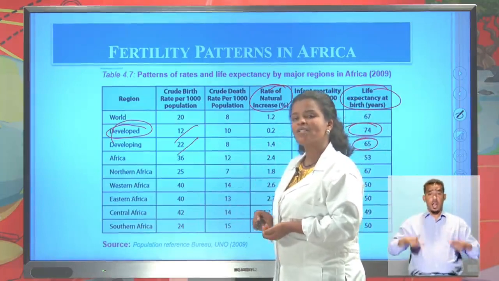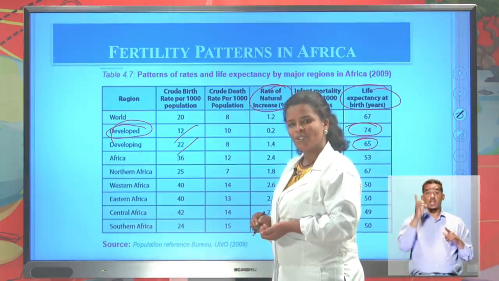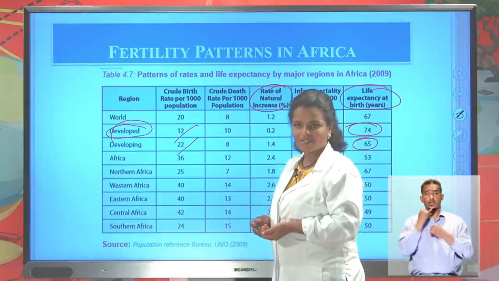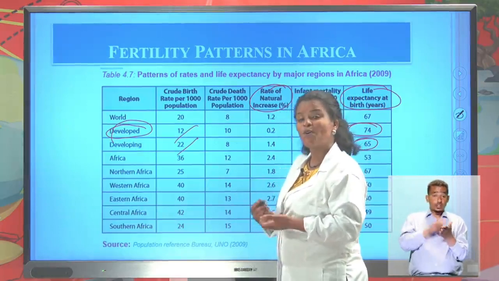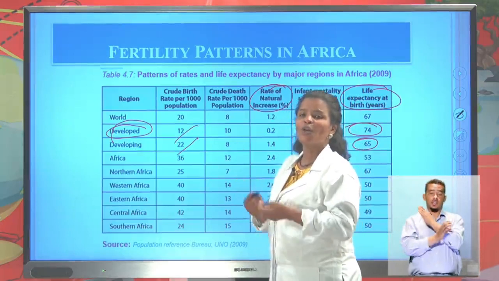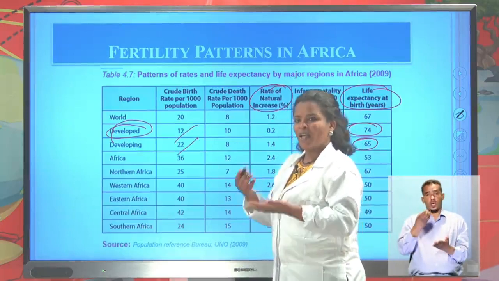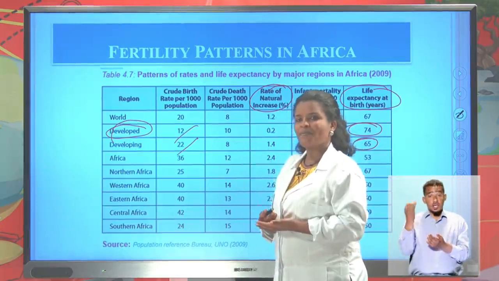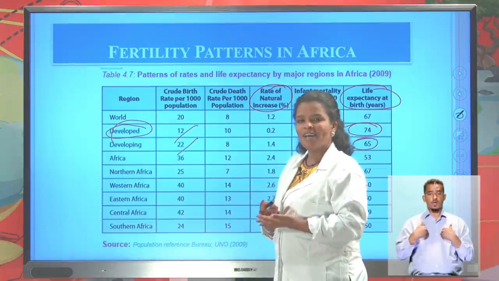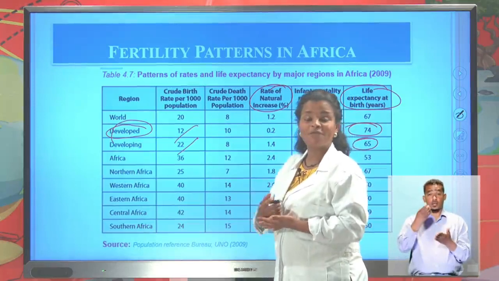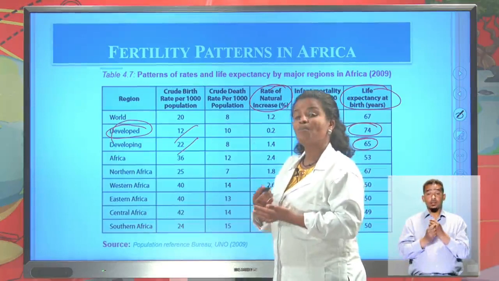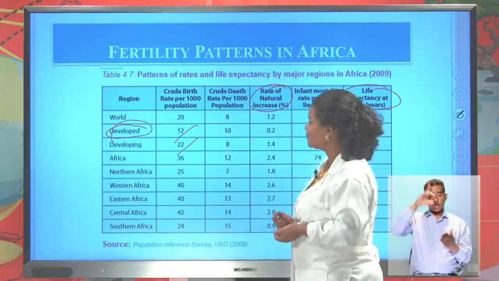Life expectancy of a developing country is short when you compare it to a developed country, because a developing country has low economic status. If an area has low economic status, the fertility rate is very high and also the mortality rate is very high.